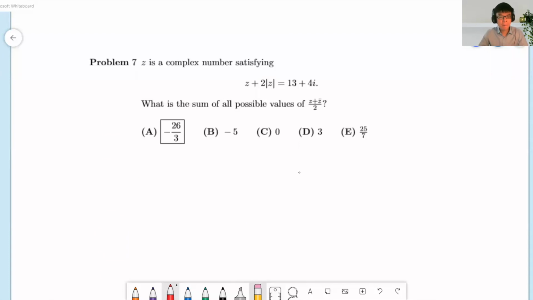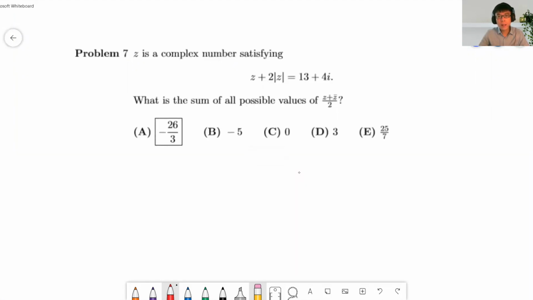Question 7. Z is a complex number satisfying the following equation. What's the sum of all possible values of z plus z conjugate over 2? So here, let's try to solve for the value of z.